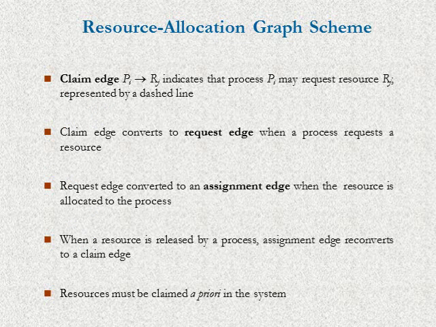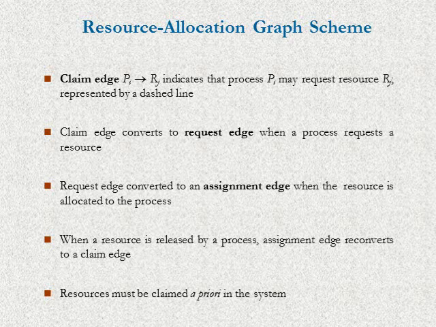Now let's try to identify a scheme through the resource allocation graph through which we can decide the existence of a deadlock in a system. We are already familiar with two types of edges. The first one is a request edge that goes from a process to a resource, and it means that a process has requested a resource. The second type of edge is an assignment edge that goes from a resource to a process, and it reflects that a resource is already allocated to the process.